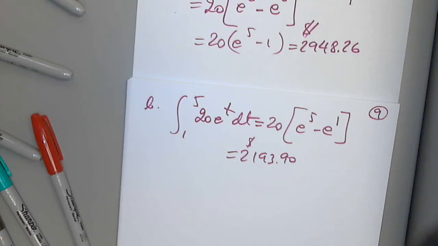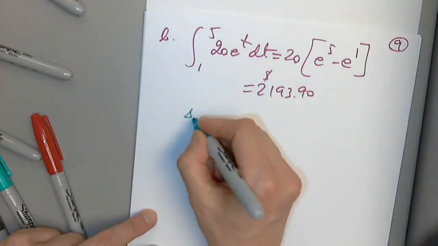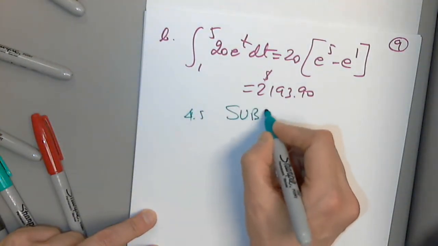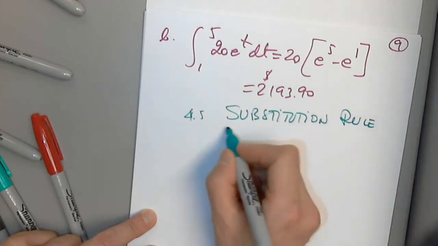But I just want to show you a few examples because Emily asked me today, how did they come up with this? How did they come up with that? So I just want to show you a few examples, and then I'll come back to 4.4 and then 4.5 again. So we are looking at 4.5, substitution rule.